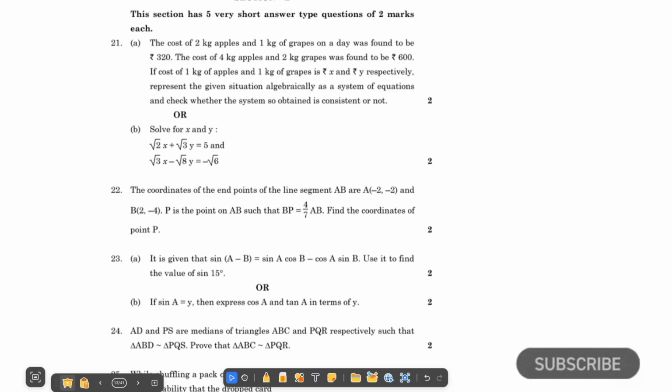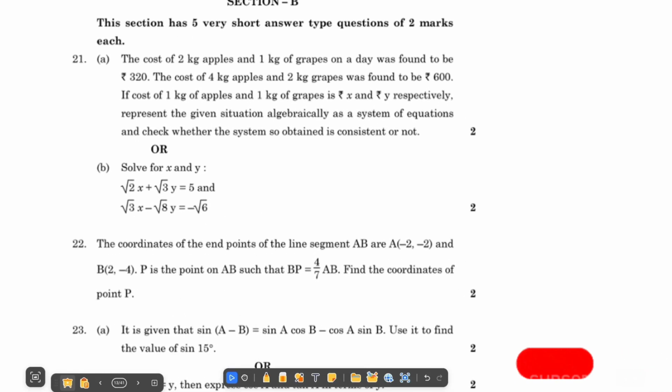Let's discuss the 21st question. So what is the 21st question here? The cost of 2 kg apples and 1 kg of grapes on a day was found to be rupees 320. The cost of 4 kg apples and 2 kg of grapes was found to be rupees 600. If the cost of 1 kg of apples and 1 kg of grapes is rupees x and y respectively.